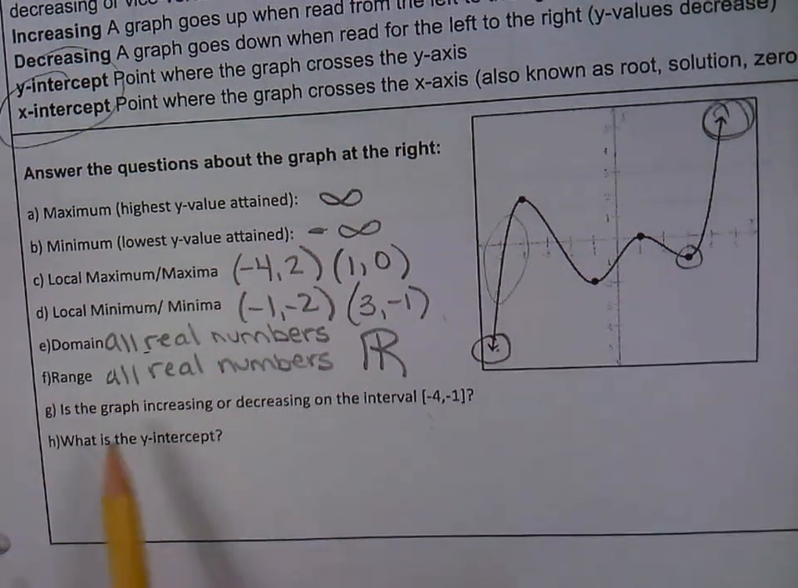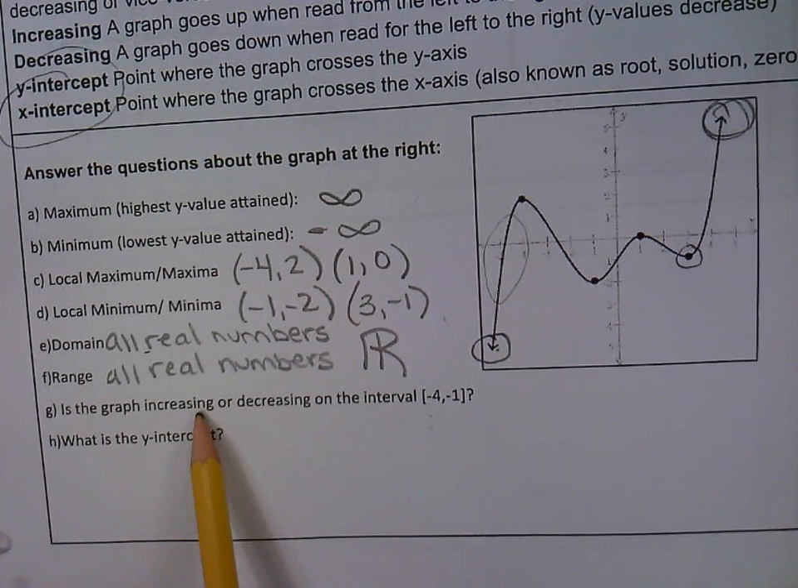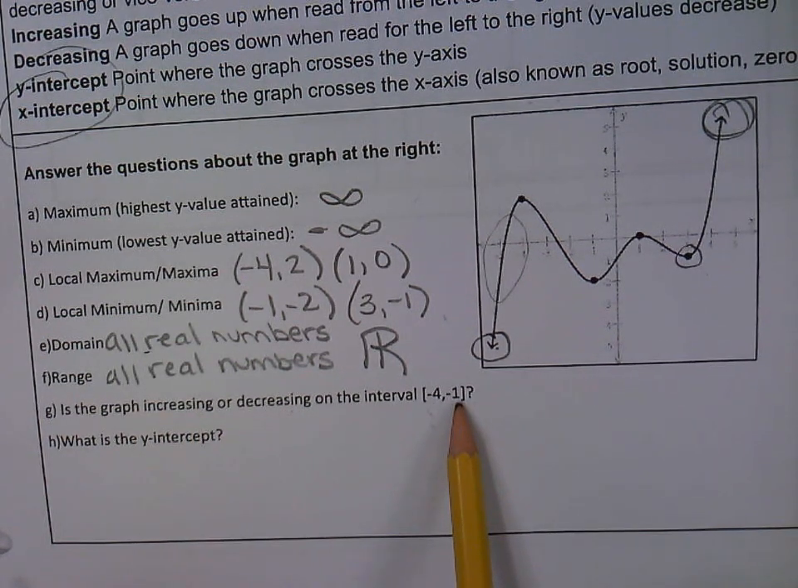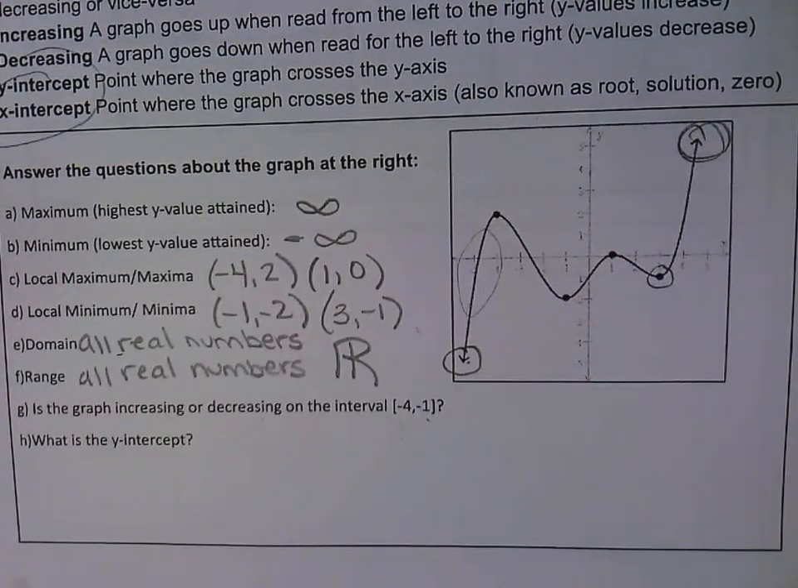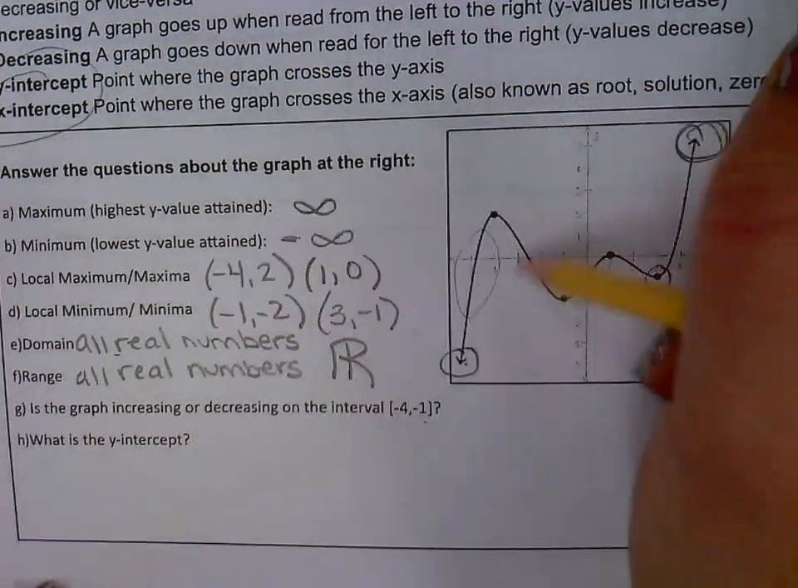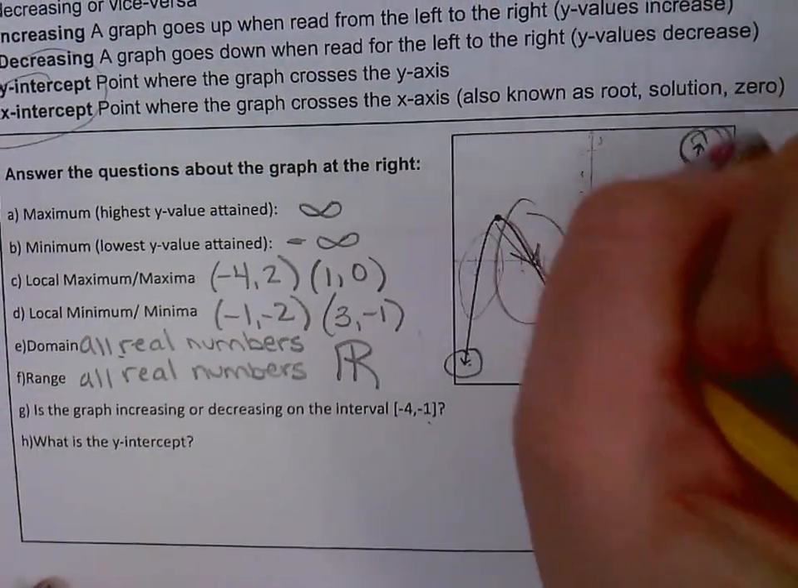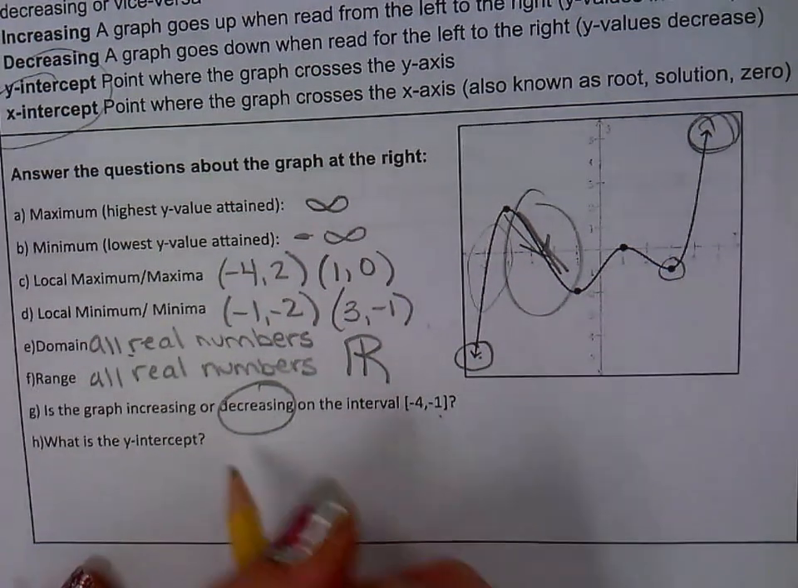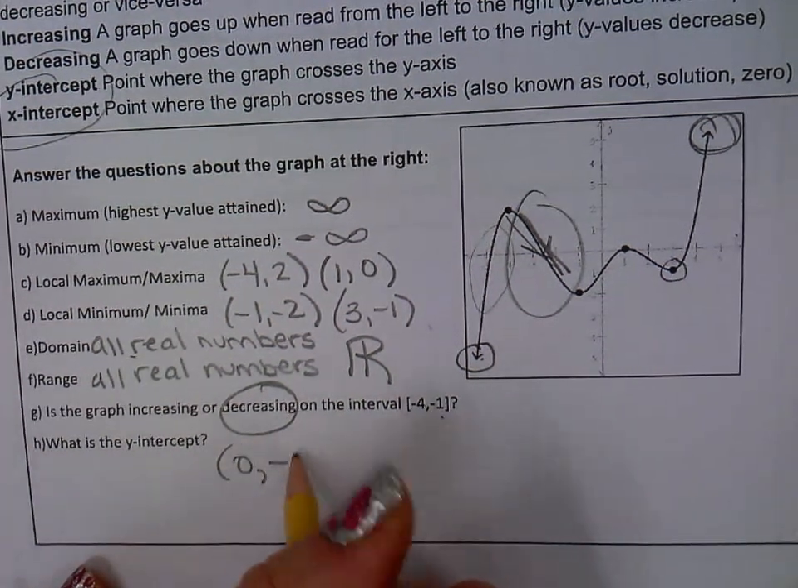All right, then is the graph increasing or decreasing between -4 and -1 on the x-axis? So here's -4, here's -1. When I read the graph from left to right, is the graph going down, right? So because it's going down between -4 and -1, it's decreasing. And what is the y-intercept? So I record that as 0, -1.